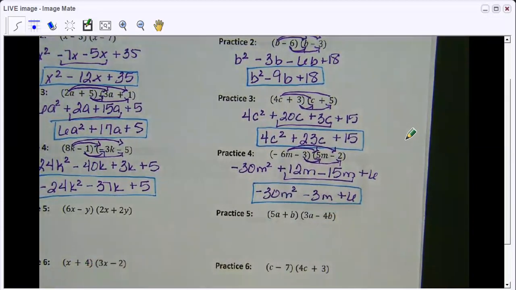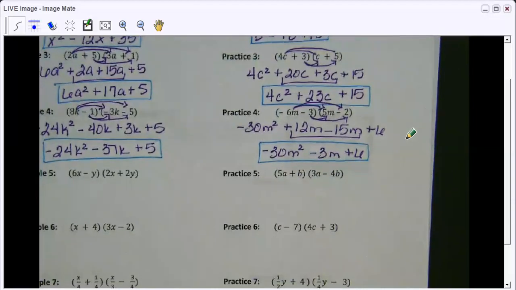All right. Do you guys think you could do examples 5 and 6 on your own? Okay, so let's go ahead and do 5 and 6 on your own.